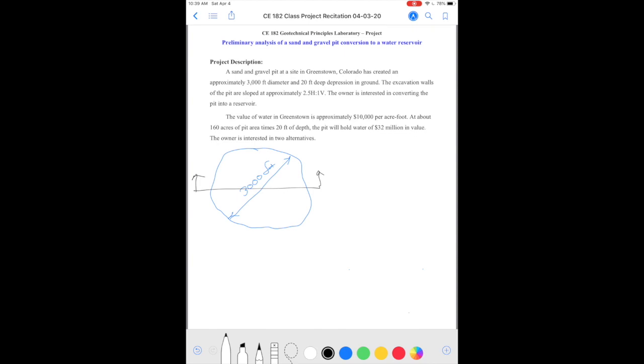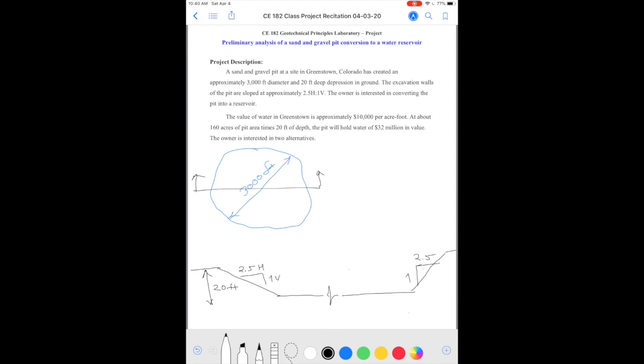and draw it, then we have a long 3,000 feet or so. So 20 feet or so in depth, and these slopes are 2.5 horizontal to 1 vertical, that they have to maintain in order to maintain the slope stability.